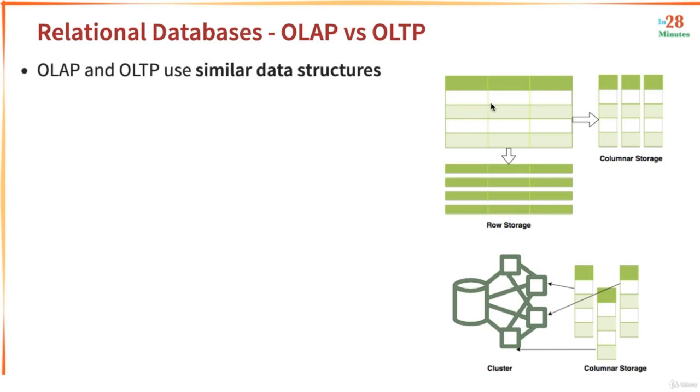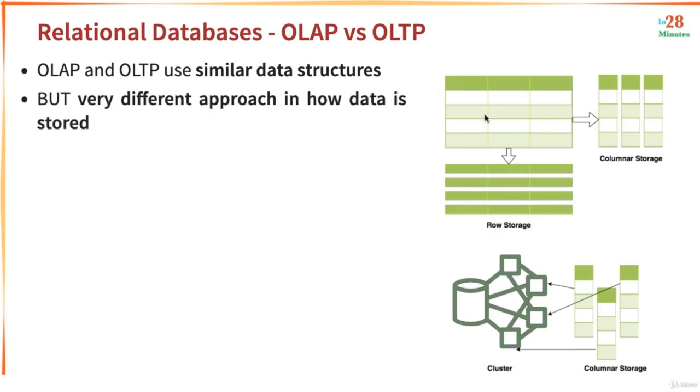They have tables, and these tables have relationships with other tables. You have a predefined schema with a lot of tables and relationships between these tables. OLAP and OLTP use very similar data structures, but they are very different in how the data is stored. OLTP databases use row storage. So this is what online transaction databases make use of, row storage. In a single row of data, you have a variety of data. You have a username, you have his email ID, you might have his address, and other things like that.